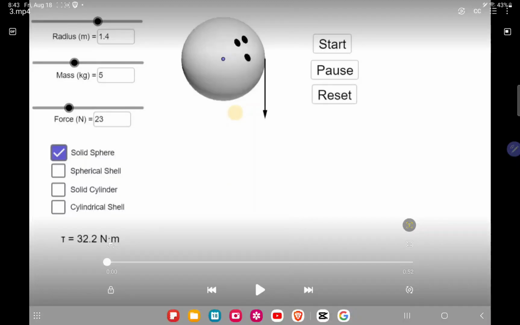In this model, there are different pulleys with different shapes, like this one here, which is a solid sphere. The radius for these pulleys is 1.4 meter with mass 5 kilogram, and the force is equal to 23 newtons. Now let's see what's going to happen here. We would like to find the angular acceleration.